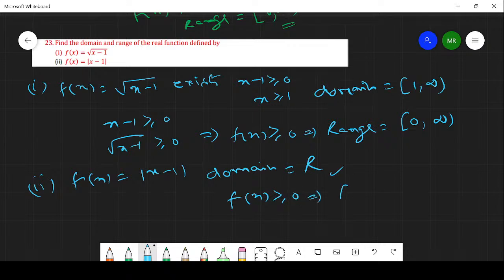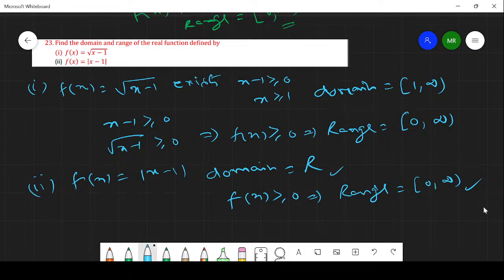Then I can write range is equal to 0 to infinity. Like this I can write clearly. We can express it like this. Correct? Domain is R, any number I can substitute here, no restriction here. Now f of x is greater than or equal to 0. Correct? Like this we can write the domain and range of this function.